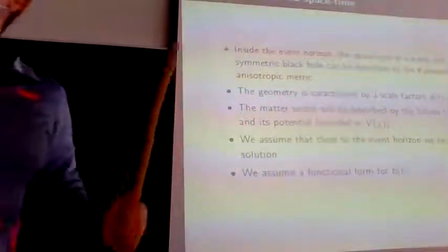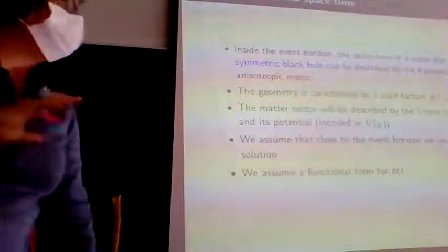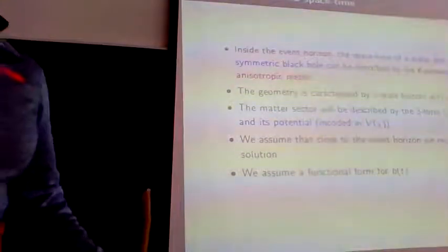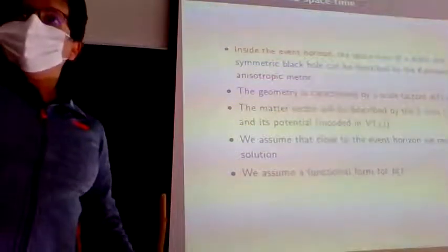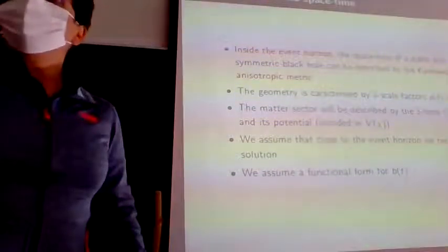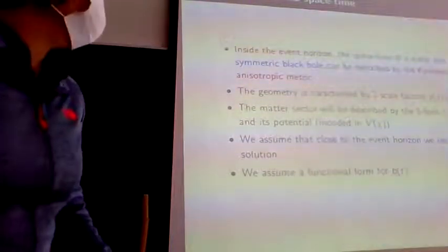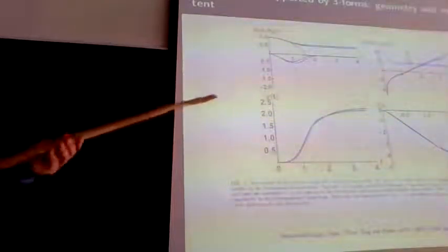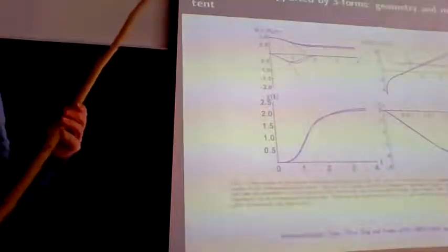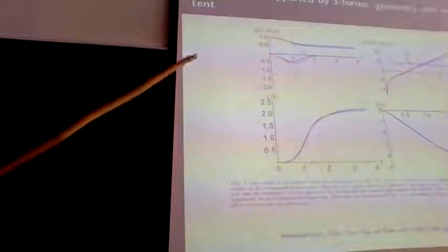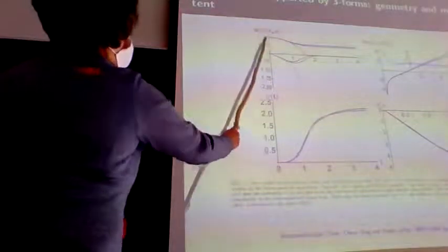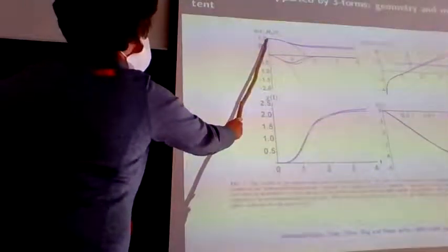So what we did was, let me explain it briefly and in a simple way. Close to the event horizon, we have Schwarzschild. Can we get a solution that, far away from that event horizon, avoids the singularity? And the answer is yes. So let me just show what we did. We have two scale factors, A and B, okay? So when we describe this black hole as a space-time, close to the horizon, B is equal to 1.